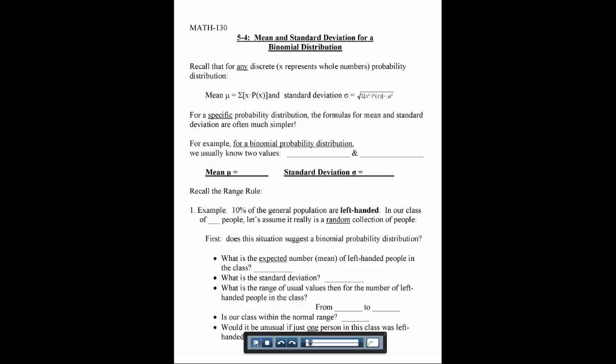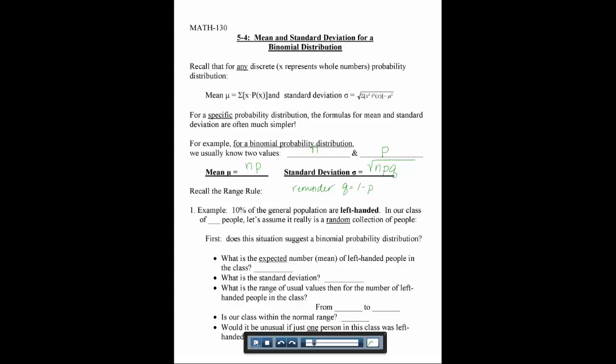Now, if we have a binomial situation, we've got very simple formulas. So we normally know two things. We know n, the number of trials we have in our binomial distribution, and p, the probability of success. Now, the mean, the average, you just take n and you multiply it by p. It's just n times p. The standard deviation is equal to the square root of n times p times q. And just a reminder, q is always equal to 1 minus p. Okay, so these are very easy things to find.